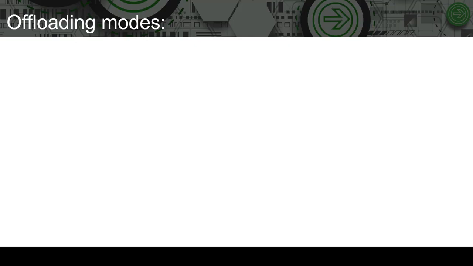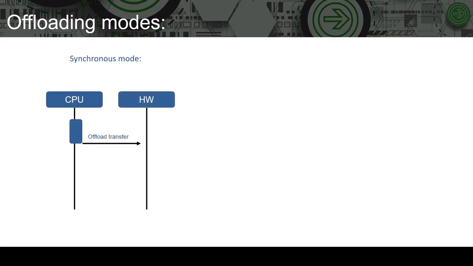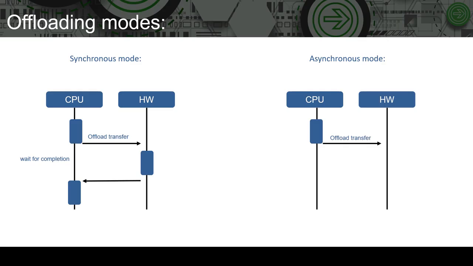Talking about offloading, there are two modes we can achieve this. First one being synchronous mode, where the CPU offloads some tasks to the hardware and waits for its completion and then proceeds to move on to the next task. Second one being asynchronous mode, where the CPU offloads the transfer to hardware but doesn't wait for its completion. So the CPU can do other stuff while the hardware copies in parallel.